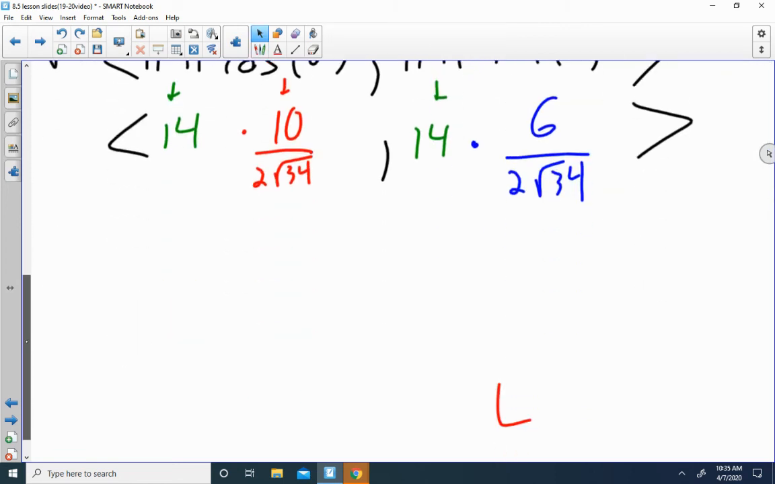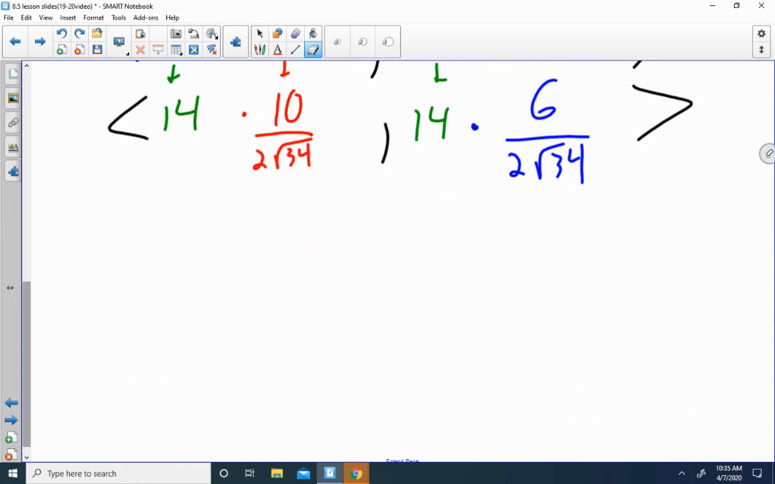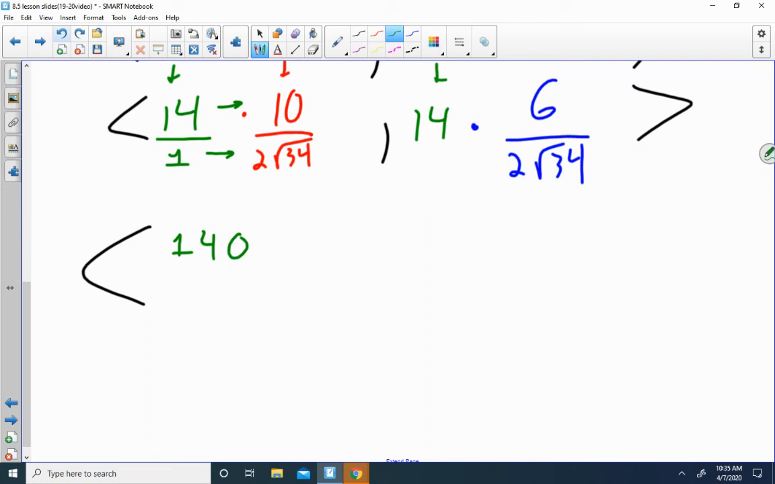Okay, now we have all the pieces we need to simplify. And yes, this is not going to look pretty. And no, we cannot write decimals. It's going to look a little disgusting, and that's okay. So I'm going to first do 14 times 10 over 2 root 34. To multiply, I'll go ahead and write 14 as 14 over 1, and then I'll multiply horizontally. And that's going to give me, on top, 140. On bottom, I'm just going to have 2 root 34.